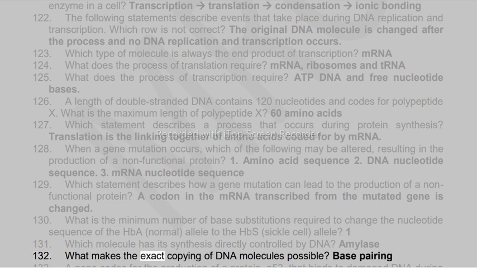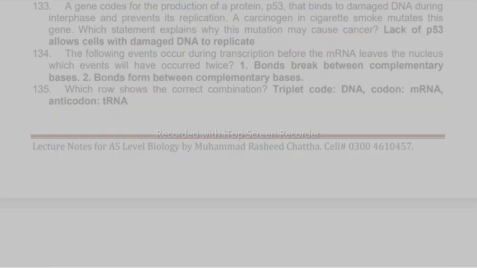132. What makes the exact copying of DNA molecules possible? Base pairing. 133. A gene codes for the production of a protein, p53, that binds to damaged DNA during interphase and prevents its replication. A carcinogen in cigarette smoke mutates this gene. Which statement explains why this mutation may cause cancer? Lack of p53 allows cells with damaged DNA to replicate.